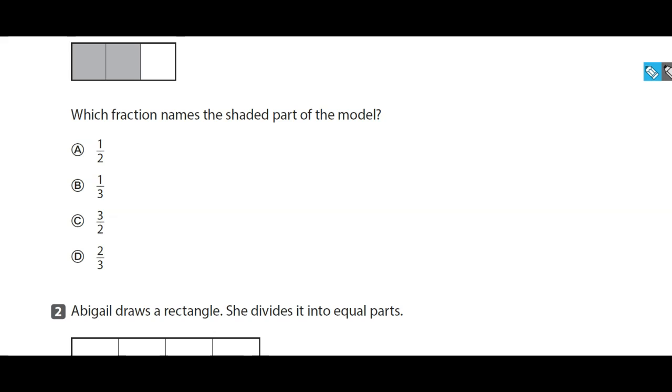Just tell me. 1/3? But no, hold on. It says which fraction names the shaded part, not the non-shaded part. Okay, 1/3 is not shaded. How much is shaded? 2/3. Is that right? No, no, that's not correct. That would be 1 whole and a half. Okay, your correct answer would be D.